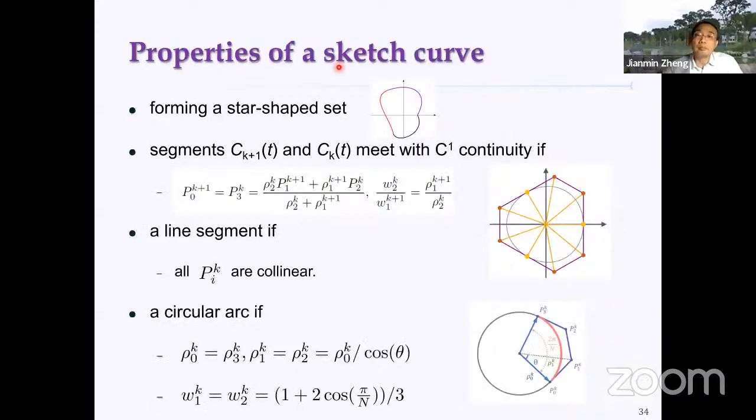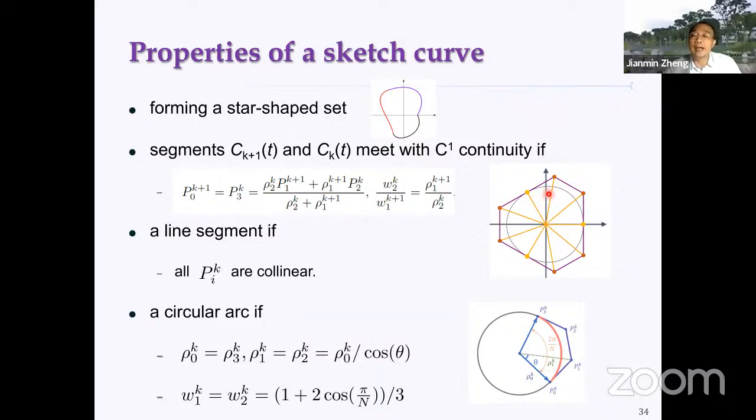Such a sketch curve has the following properties, which actually set our requirements. For example, they form a star shape. Since the angles are distributed in a special way, this closed curve forms a star shape, where each point can be viewed from the center. Also, 2 adjacent curves can meet with the C1 condition if the control points and weights are specially designed to satisfy those conditions. Geometrically, that means those 3 points are collinear. But of course, if the condition is not satisfied, then those 2 curve segments meet with only C0 continuity. This actually reduces the number of degrees of freedom, so there are some constraints on those parameters.